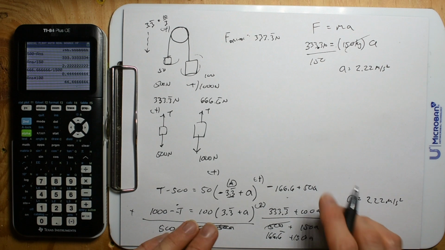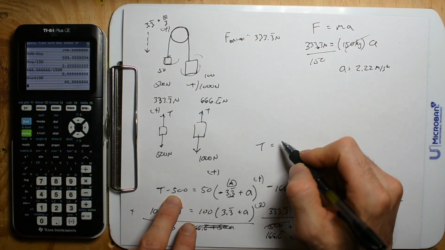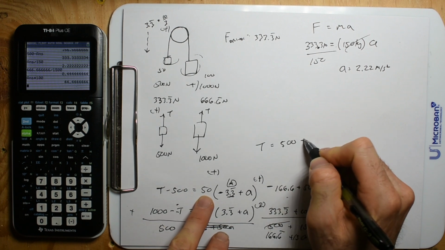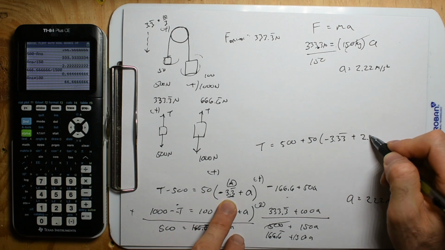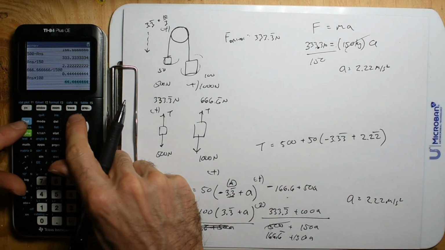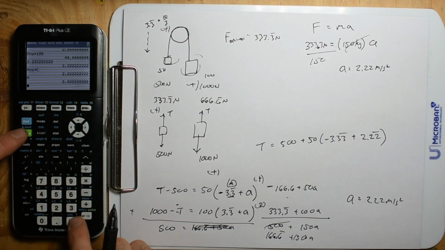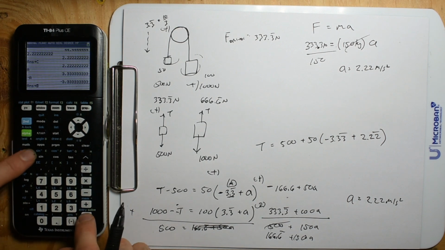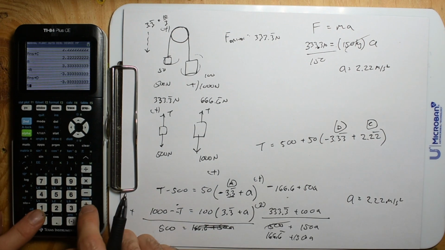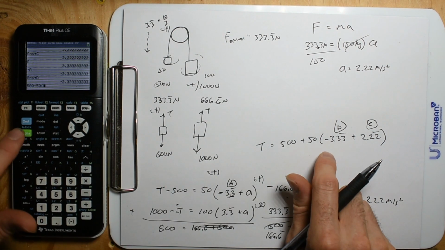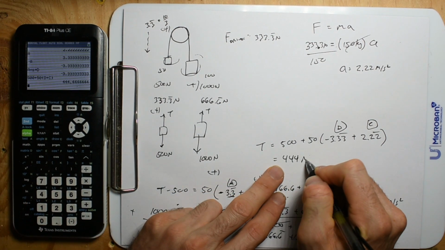Okay, so in this one, let's solve for tension. What's the nicest equation? None of them are nice. So tension is 500 plus 50 times negative 3.3 plus A, which is 2.2. Cool. We're going to store this as alpha C, and negative alpha A stored as alpha D. So we have alpha C and alpha D, and we can say 500 plus 50 times alpha D plus alpha C. So we get a tension of 444 newtons.